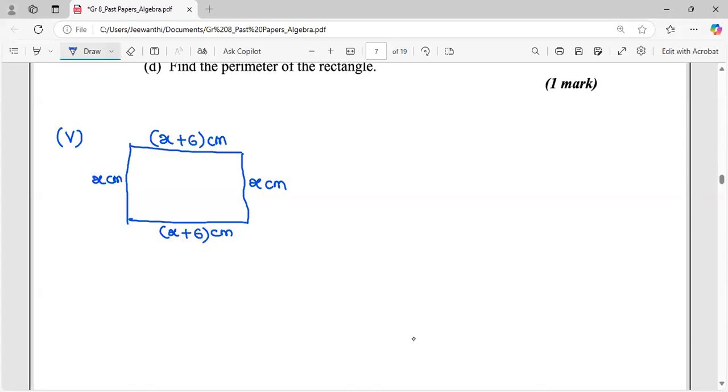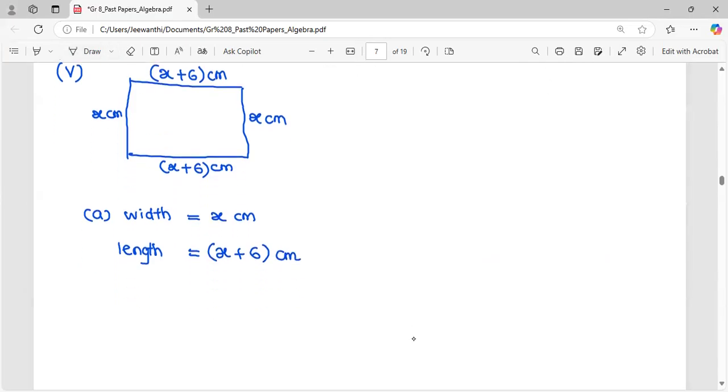So that is the part A. Then I write breadth or width. You can use either word, that the width is equal to x centimeters. So then the length, they are asking the length. Length is equal to x plus 6. If needed, you can use the bracket and then you can use the unit, right? Like this, x plus 6.